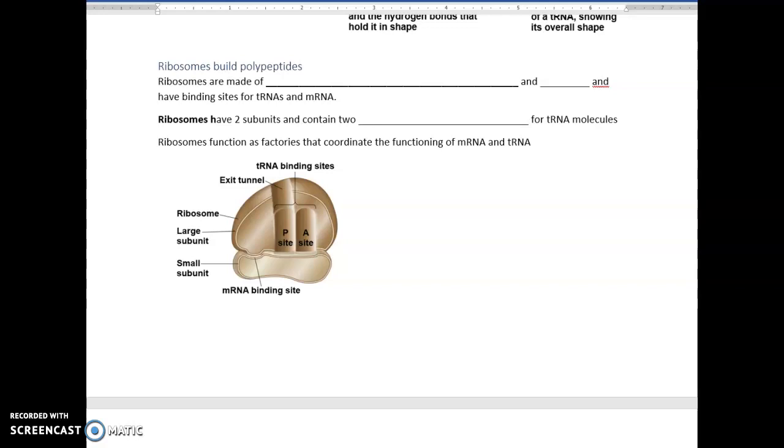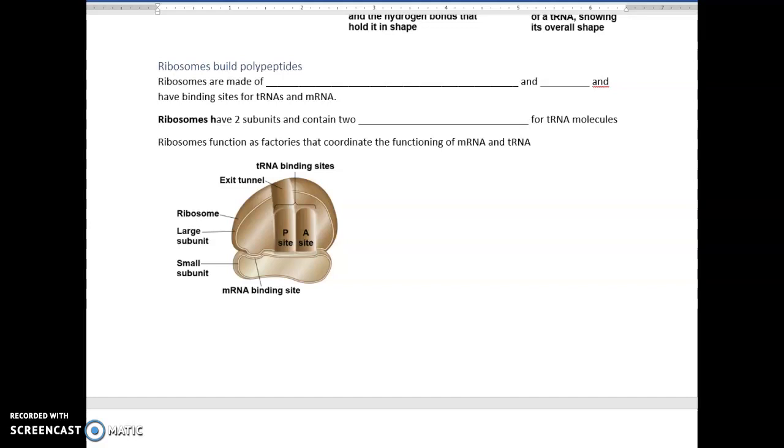Ribosomes are the factories of the cell. That's where the proteins are made. That's where the polypeptides are produced. And that's what we learned when we studied the parts of the cell. But now we're going to get into the parts of the ribosome.